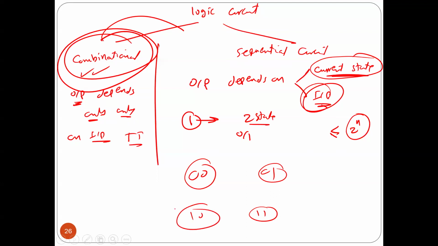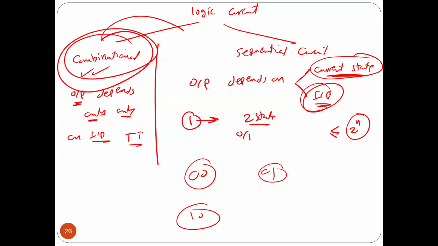Up to. Why up to? Because maybe I'm not going to use one of the states. Maybe I'm going to use only 3. But if you have 3 states, I still need 2 bits, because 1 bit is not enough. Okay, so you will understand.